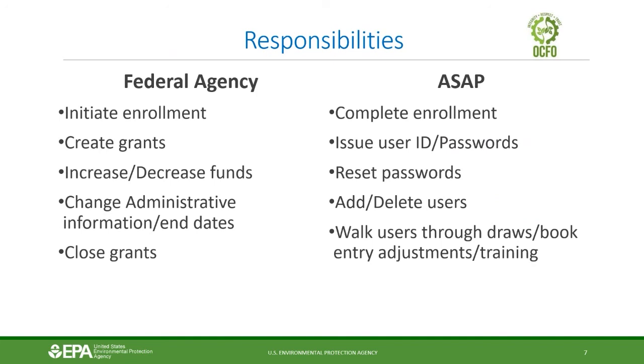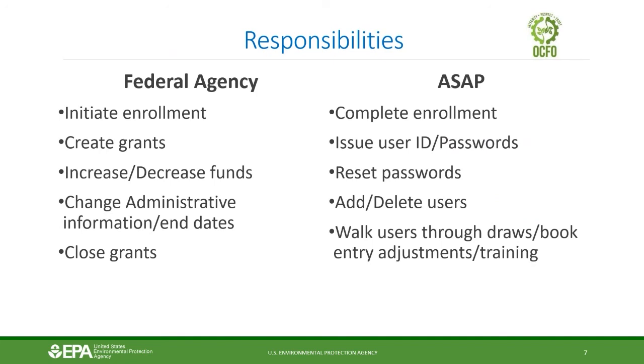Is the process simple? Yes. You skip all the steps, you go right to the end step. You don't have to go through all the process when you're already enrolled, but we do have to initiate that enrollment. Once we initiate, ASAP takes it over. So we create the accounts like this slide says. We do increases and decreases of funds. So if you do get an incremental award and it's not showing up in ASAP for some reason, contact us. That's something that we can look at.